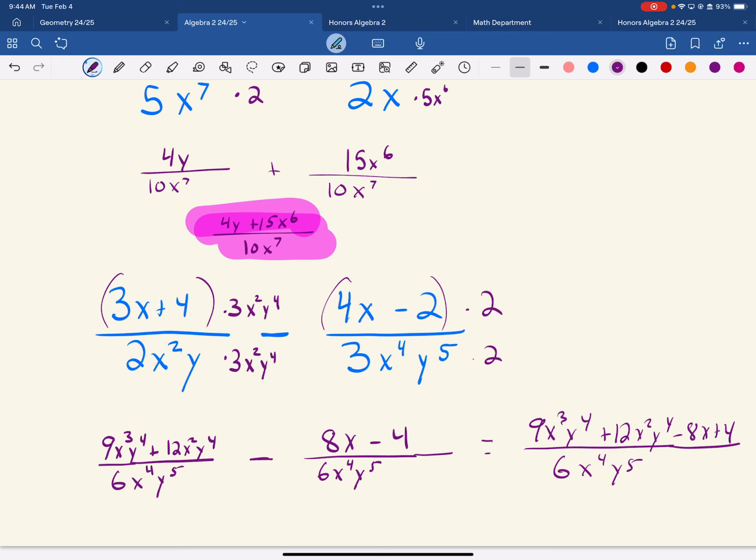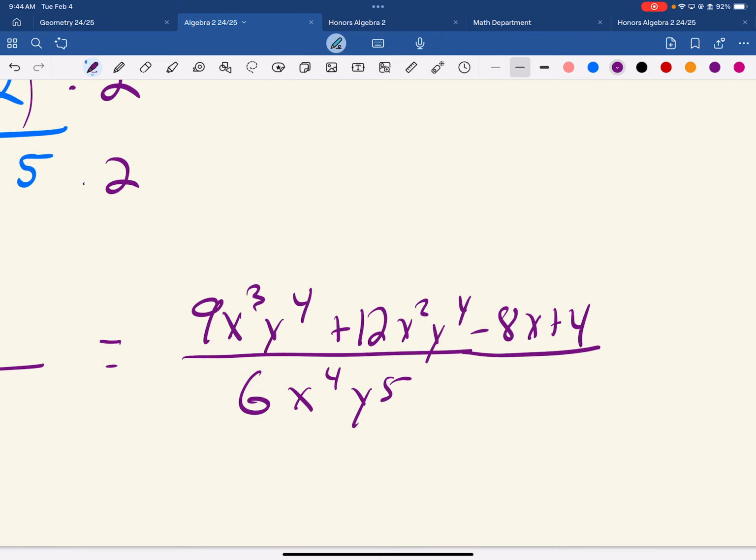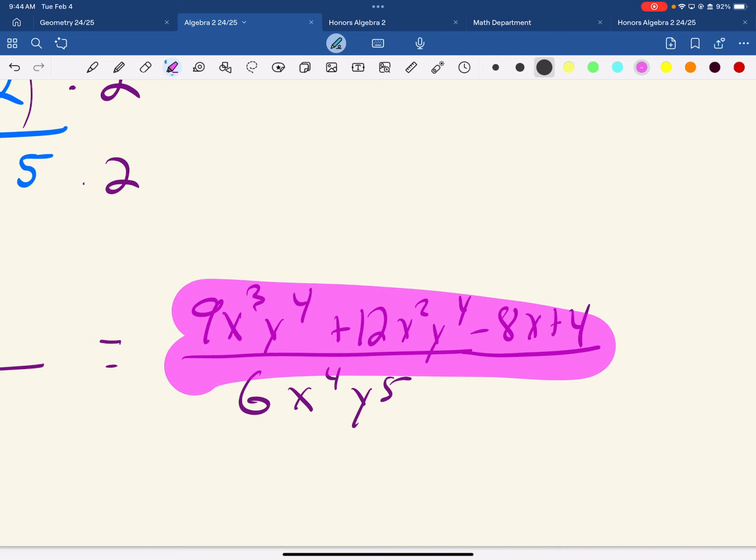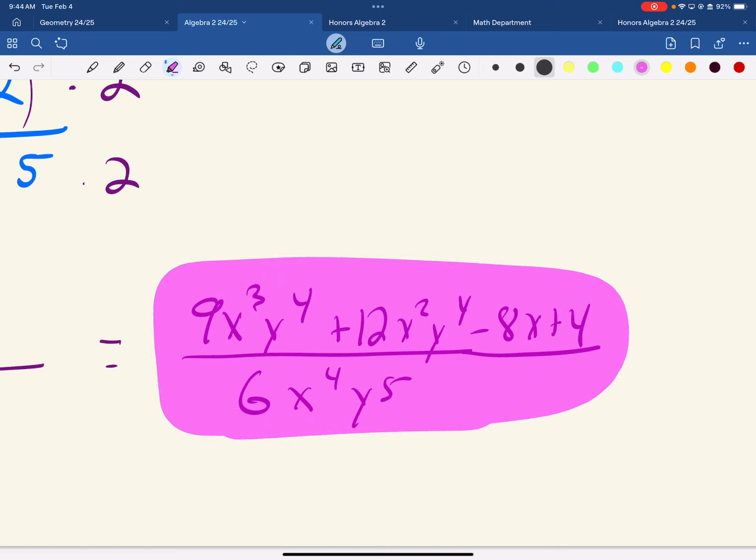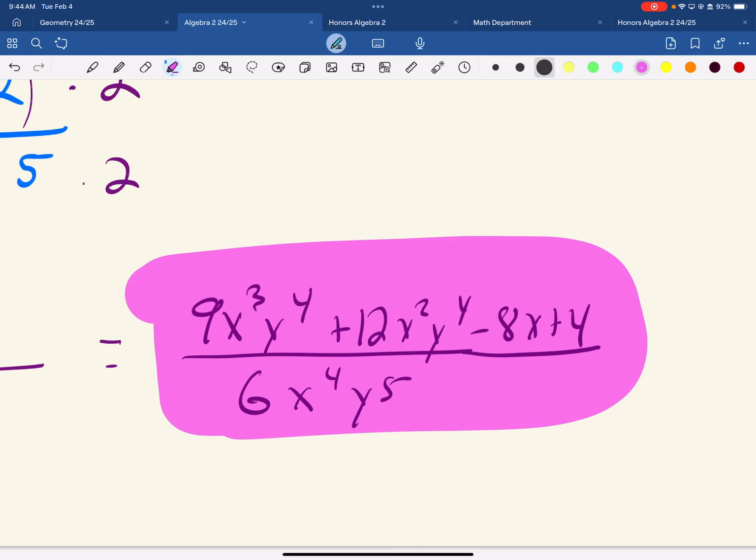Okay, make sure you distribute that negative. The negative 8x probably was good for everybody, but make sure you distribute that negative into the negative 4 to make that positive 4 as well. To get kind of this huge number out of the deal, and it's a mess, but it works.